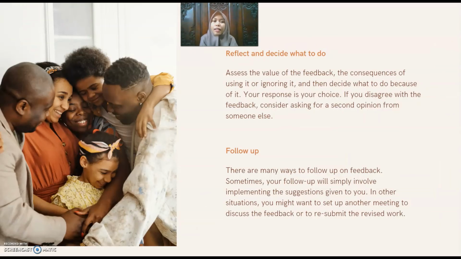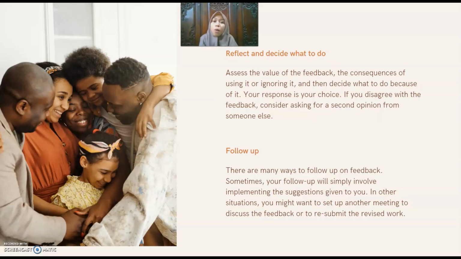Fifth is reflect and decide what to do. Assess the value of the feedback, the consequences of using it or ignoring it, and then decide what to do because of it. Your response is your choice. If you disagree with the feedback, consider asking for a second opinion from someone else.